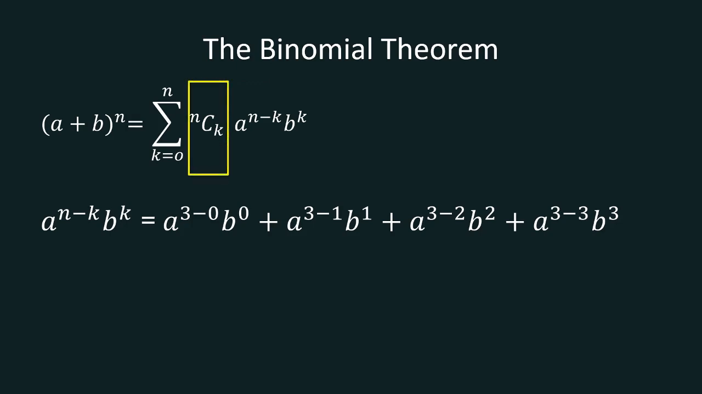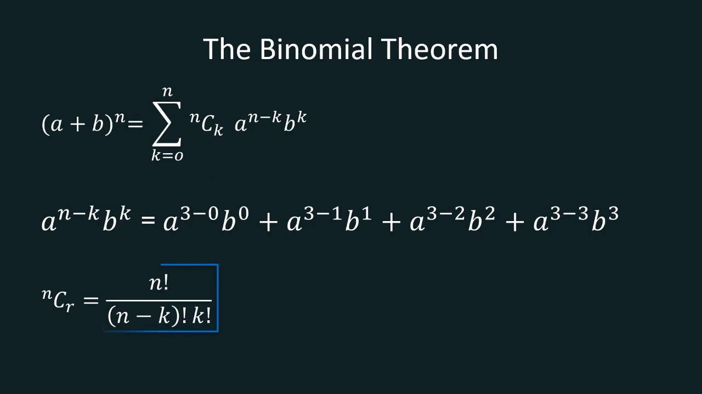The last part, n combination k, is just n factorial divided by n minus k factorial times k factorial. This part is very important because it helps us to calculate the binomial coefficient of each term. And as you can see, it has a lot of factorials in there, which means factorials are very necessary in this topic. So let's go take a look at factorials.